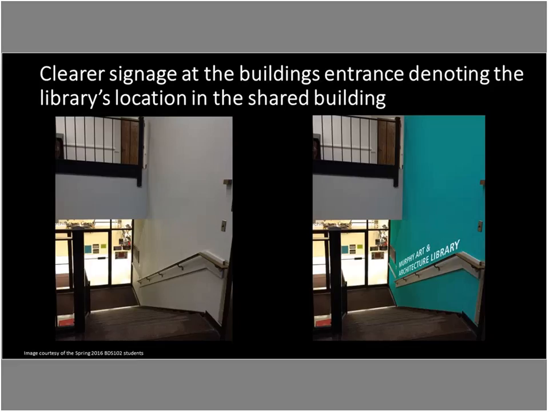The second one was clear signage at our entrance, denoting the library's location in the shared building. We are actually in the basement of the art museum on campus, and when you first walk in, we have this signage above the glass doors, but you can't really read it from the stairway, which I had never even noticed because I use the library every day. But they picked up on it right away, and so this was one of their solutions.